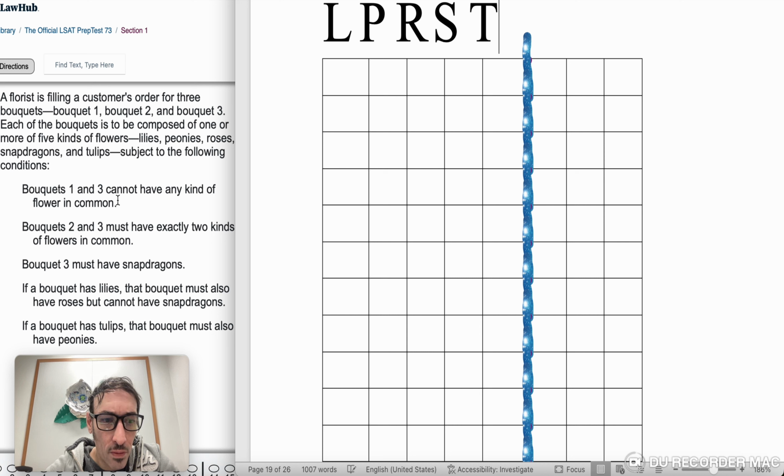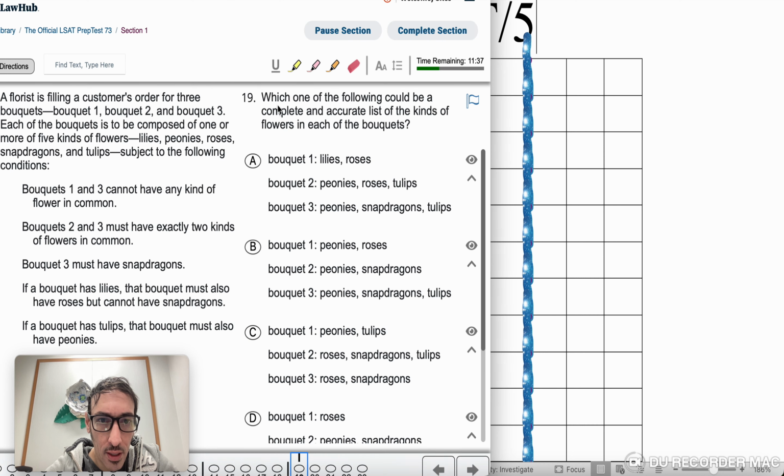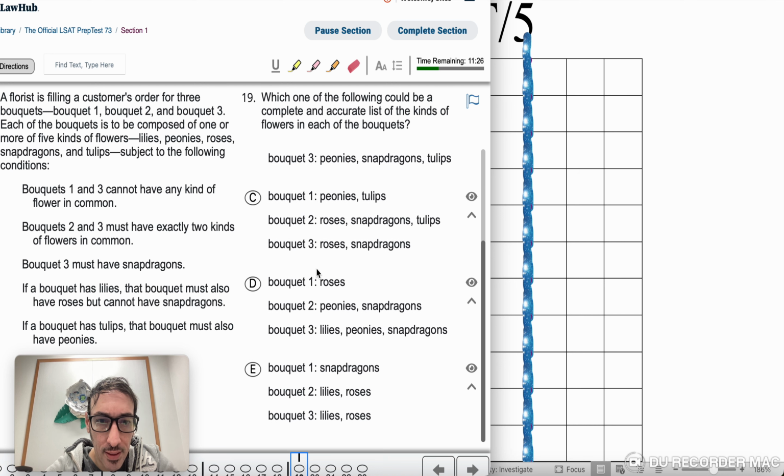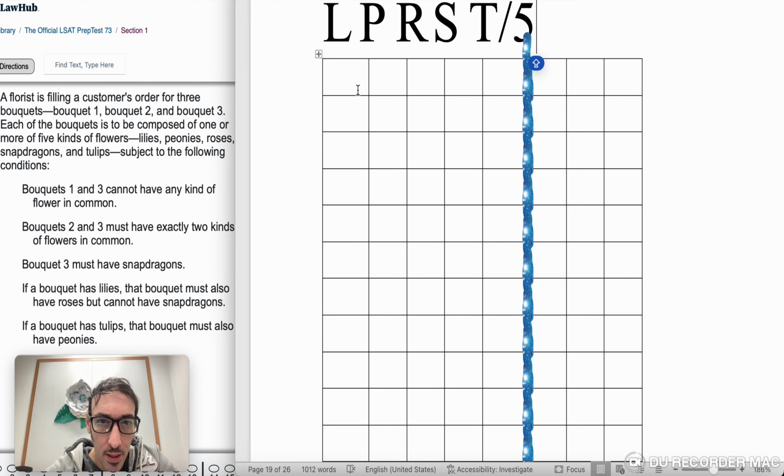Now, if you have trouble visualizing how to come up with this diagram, what I like to do is look at the questions and the answers. Which one of the following could be a complete and accurate list of the kinds of flowers in each of the bouquets? And I see it's lined up 1, 2, 3. So this is kind of like the diagram here. That should help you get a visual representation of how the images are going to come into play. Now, when it comes to reading the conditions, we're just going to read them one at a time and then apply each right after, if that makes sense.